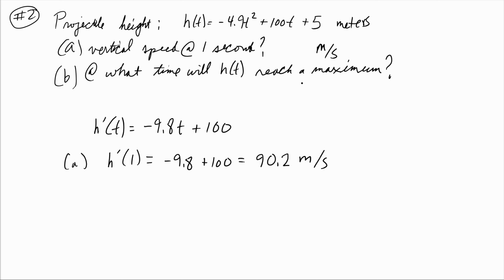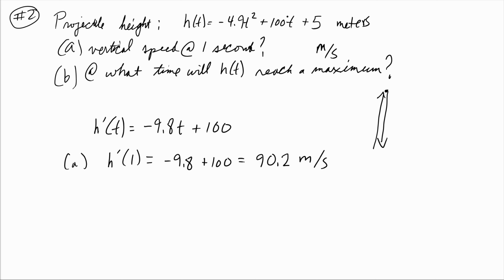What time will h of t reach a maximum? So let's think about that. This is a projectile going upward. If it was going up and then down, think about it. What happens right at the top? What's the velocity going upward? Well, right instantaneously, right at that moment in time, you should expect a velocity of 0. I mean, velocity should be decreasing along the way. In fact, you can even check it.